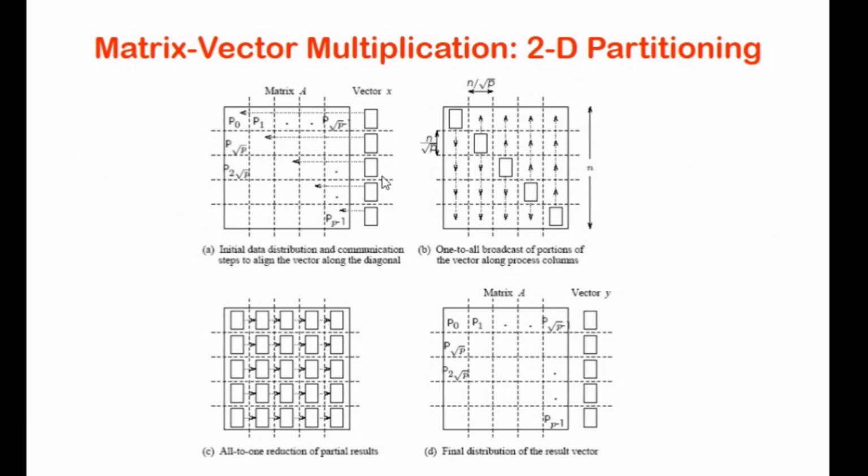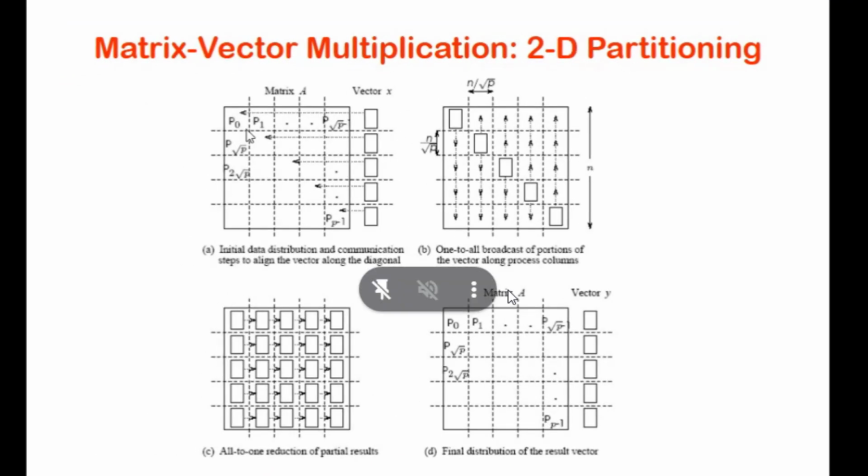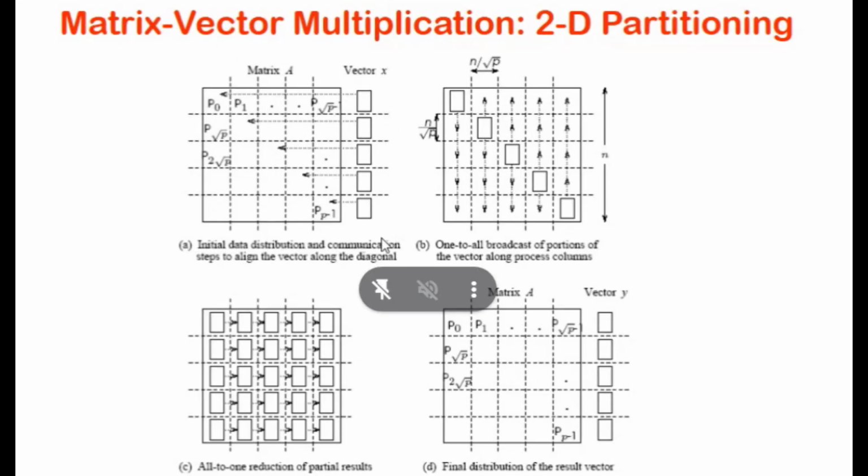This is the diagram of 2D partitioning. The first step is one-to-one communication. In one-to-one communication, the vector x elements are allocated to the principal diagonal of the matrix. All the processors which belong to this diagonal of the matrix will be allocated the vector x. In the second step, there will be one-to-all broadcast. It copies the vector elements from each diagonal process to all the processes in the corresponding column using n simultaneous broadcasts among all the processors in the column.